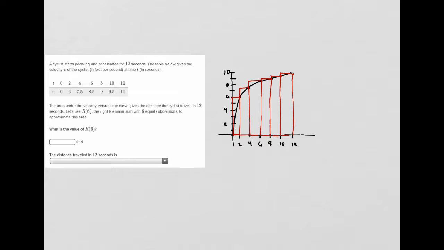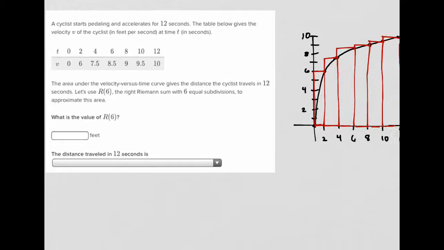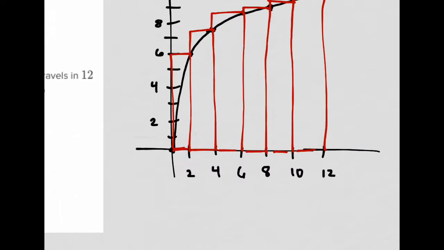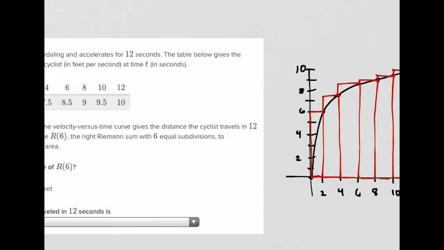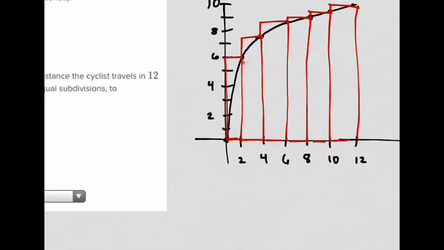So what is the value of R6? Well, R6 just means the area that's approximated with 6 rectangles. Let's count, let's make sure we have 6. 1, 2, 3, 4, 5, 6. Good. And what do we have? Well, what's the area of this rectangle? It's just like that first problem. The area of this would be base 2 times the height. The height was 6. Even if this didn't line up perfectly, we can plug in 2 to our function. We don't have a function, but we do have a table. So that's 2 times 6.